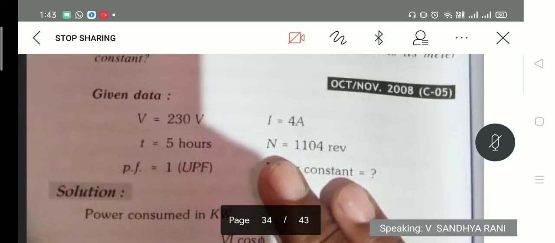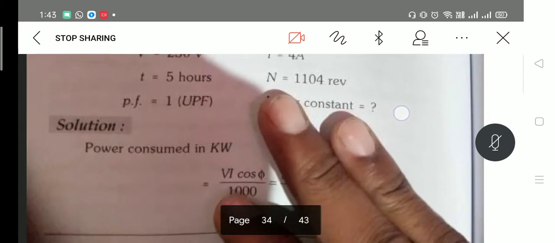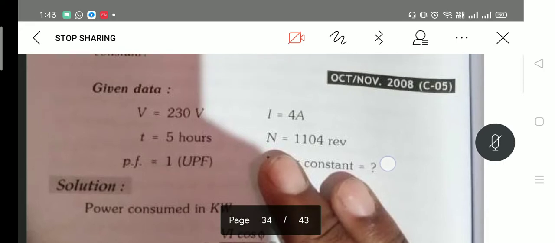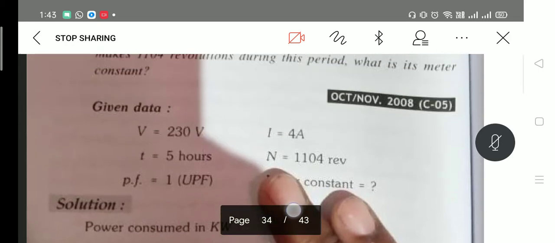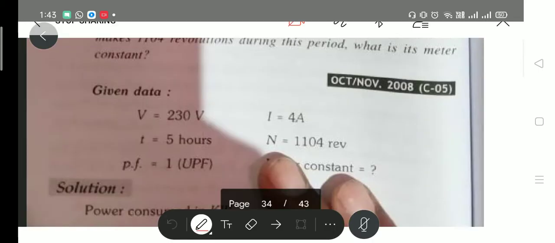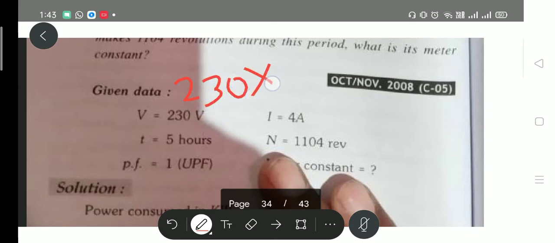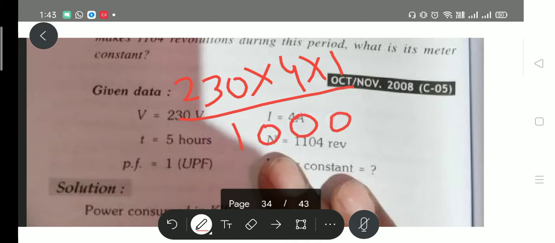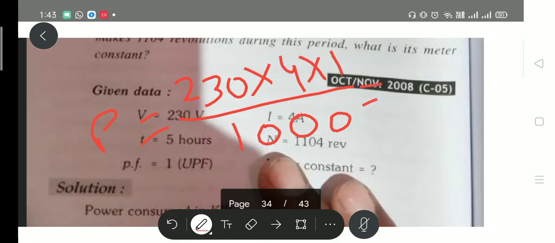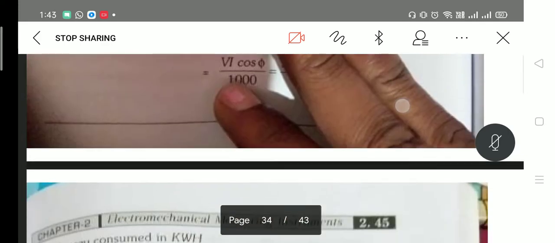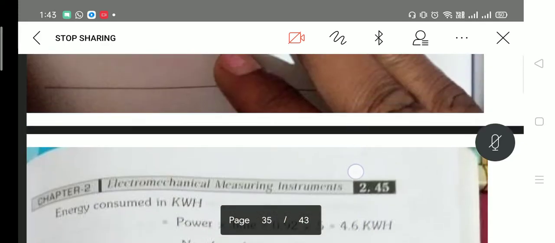First we have to take the power consumed in kilowatts, that is VI cos phi by 1000. I am dividing by 1000 for kilowatts. VI here is 230 into 4 into cos phi, which is 1, by 1000. This is the power consumed from the supply. So we get the P value 0.92 kilowatts.